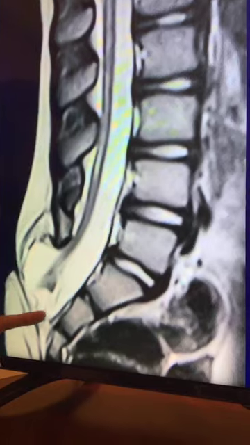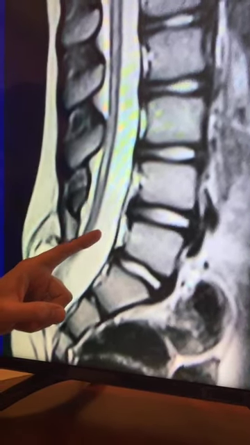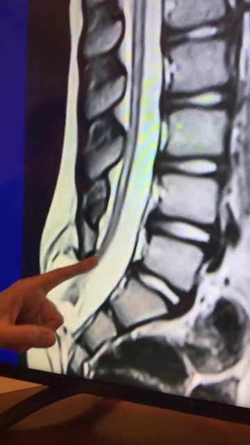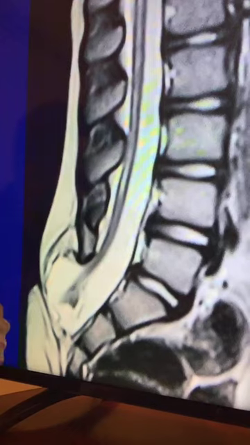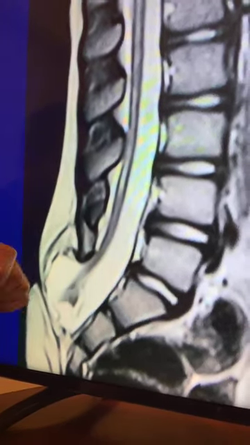Look at this defect right here. There's a huge defect. There absolutely should not be CSF coming out, spilling out like this. And look at this cord. This cord is actually pulled down, and maybe even tethered down here. So this thing is pulled all the way down.